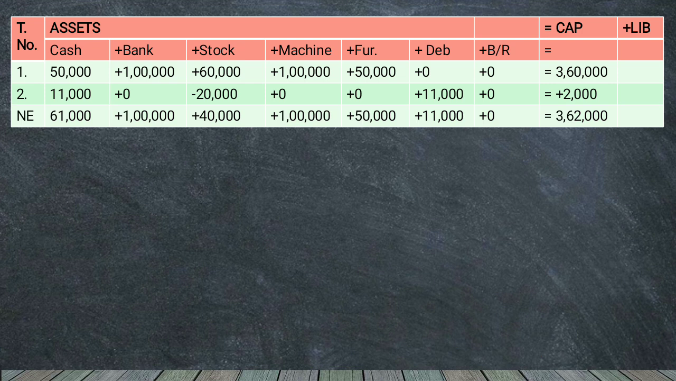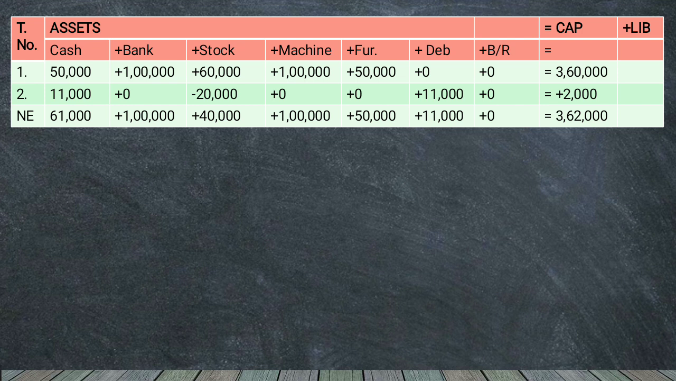So now here we can see our new equation: 50 plus 11 is equal to 61, that is the amount of cash. There was no change in bank, so it will remain 1 lakh, and stock has decreased by 20,000, so revised stock will be 40,000. Machinery, there is no change, so it will be 1 lakh rupees. Furniture, again no change, so it will be 50,000. Debtors, it was previously 0, but now in the second transaction they will appear at 11,000, and we don't have bills receivable till now in the second transaction.